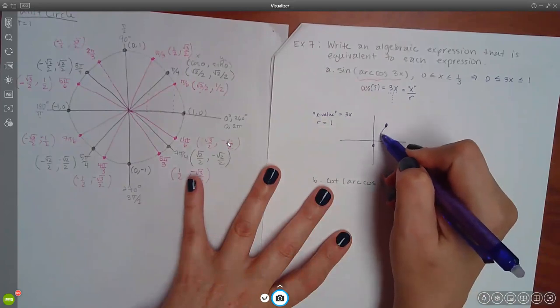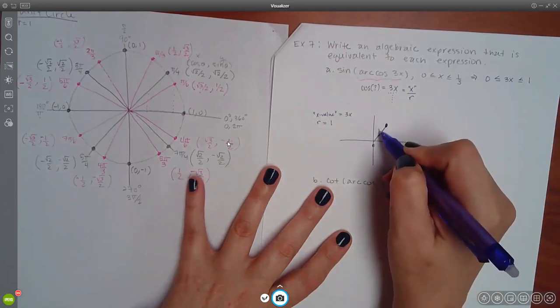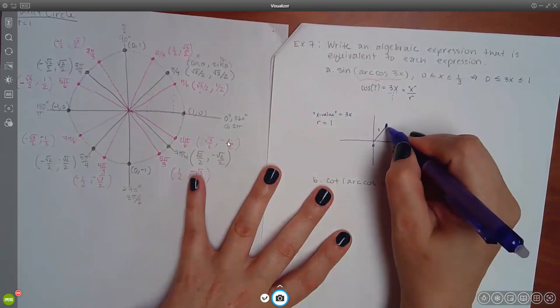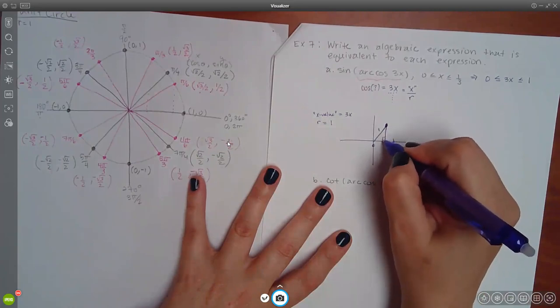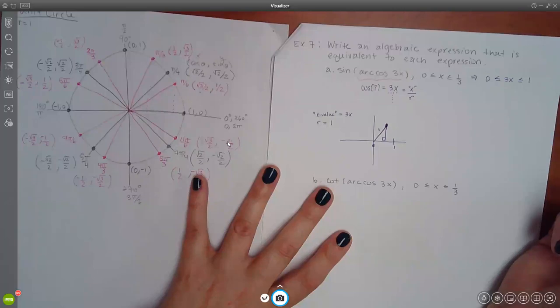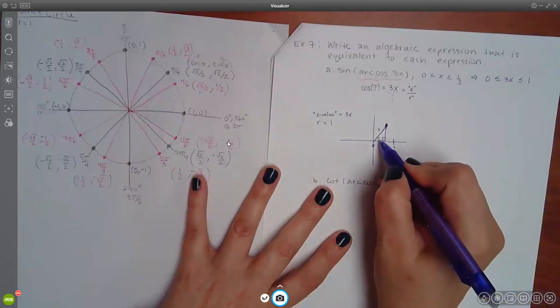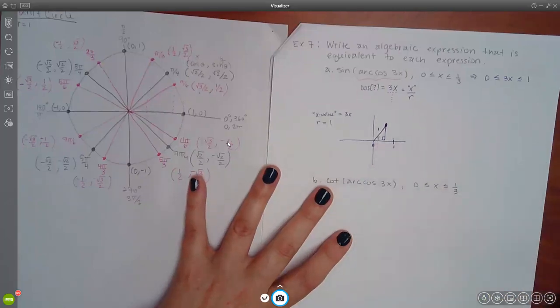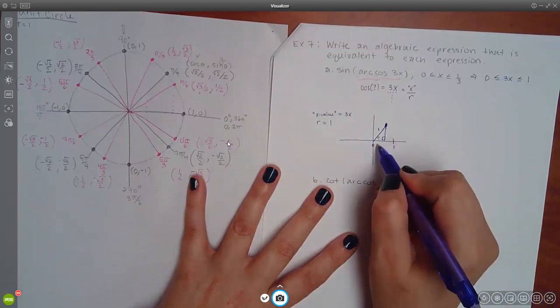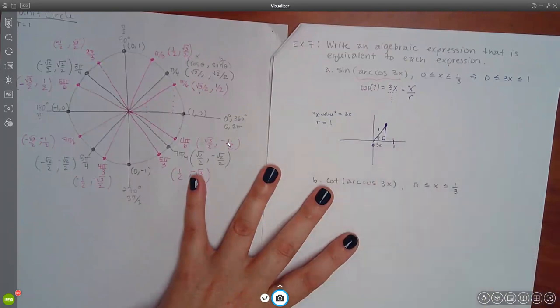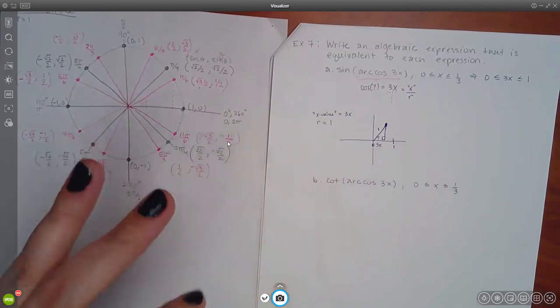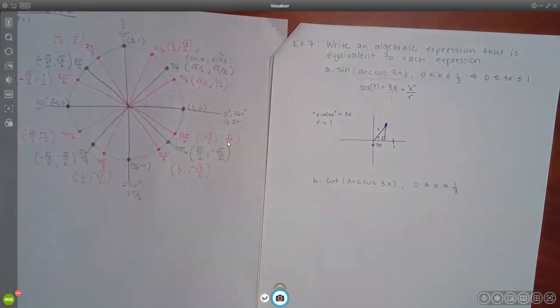And I know that r has to be 1. And so I'm going to draw the right triangle. Getting kind of cramped. I should have drawn it bigger. But the little question mark is the angle right there at the origin. Your angles are always close to the origin, right? And I know that the x value can be written as 3x. How do I figure out a way to write the y value?